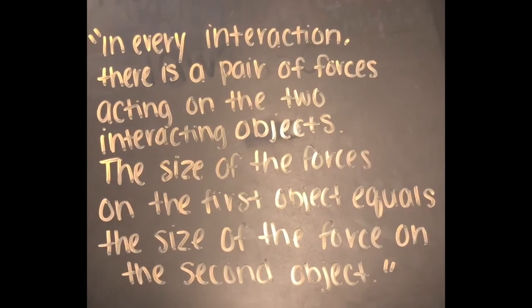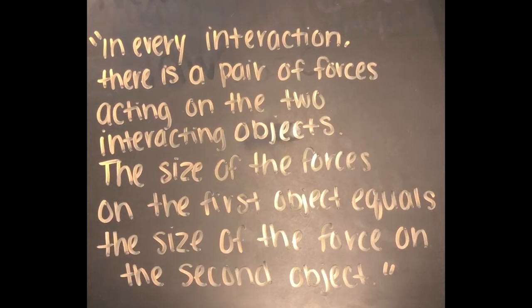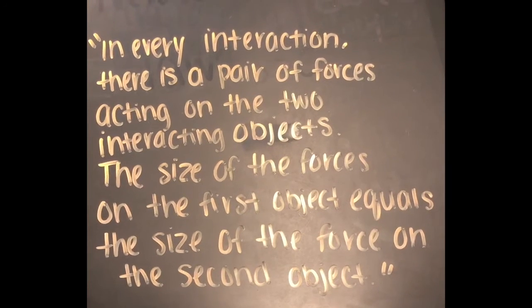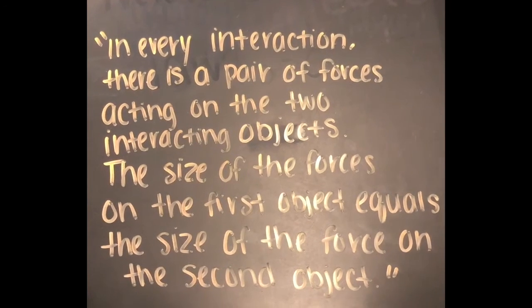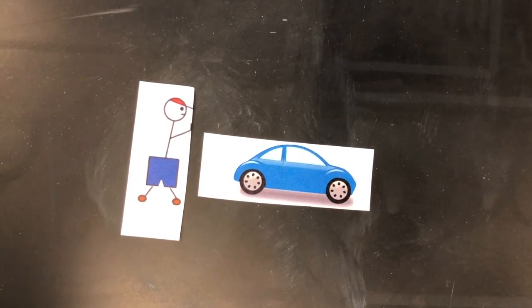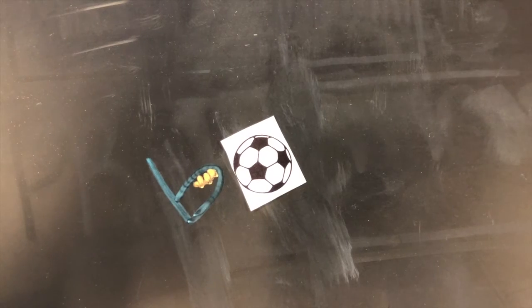Newton's third law states that in every interaction, there is a pair of forces acting on the two interacting objects. The size of the forces on the first object equals the size of the force on the second object. Man pushes car right, car pushes man left. Foot hits soccer ball forward, soccer ball hits foot backwards.